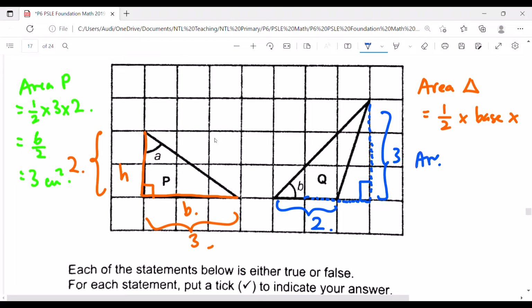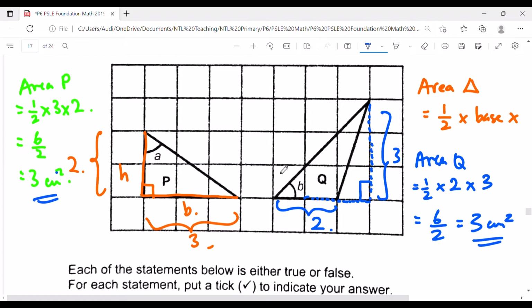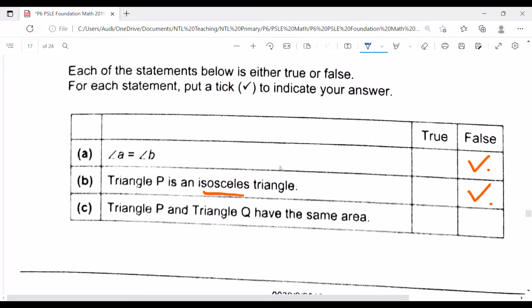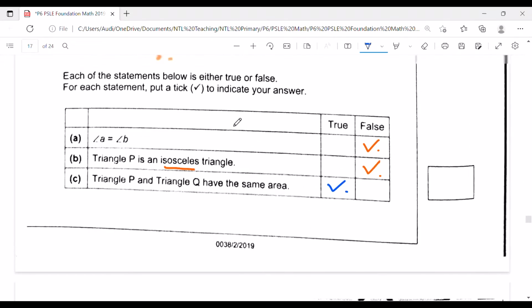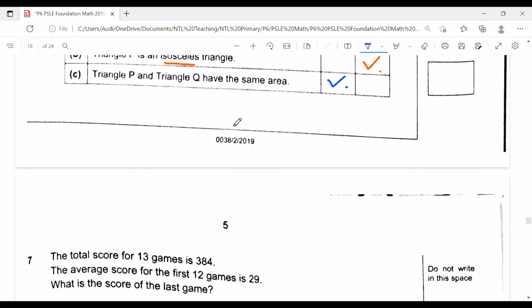Okay, so area Q is equal to half times base. Base is 2. Height is 3. So let's calculate this out. 2 times 3 is 6, over 2. 3 cm square. So they're the same area, and so statement C is true. Okay? Please pause the video, try this question, and then you can move on to the next question.